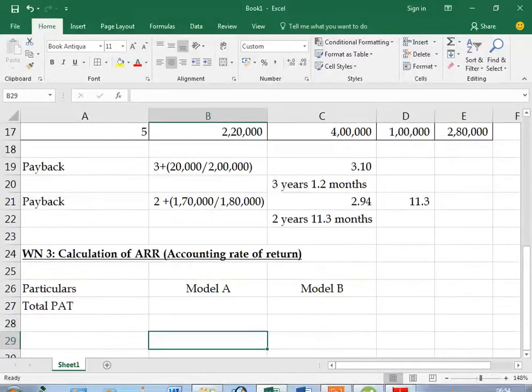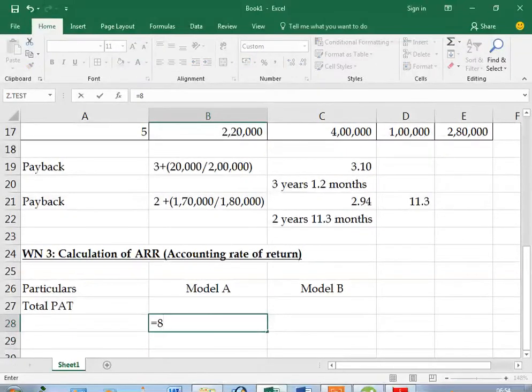My total profit over a period of 5 years is 8 lakhs, which is what I'm getting over a period of 5 years. This doesn't include the salvage value. Okay, 8 lakhs minus my asset cost, which is going to be debited to P&L, is 4 lakh. Asset cost which is going to be debited to P&L is 4 lakh, either in the form of depreciation or in the form of loss on sale of machine.